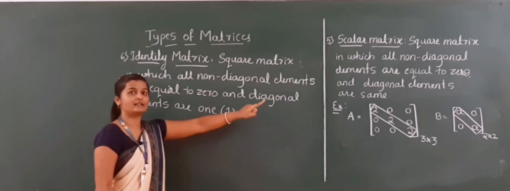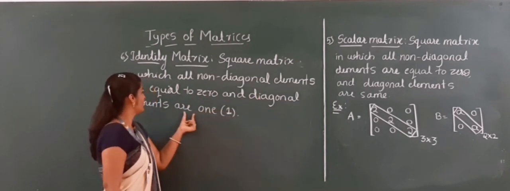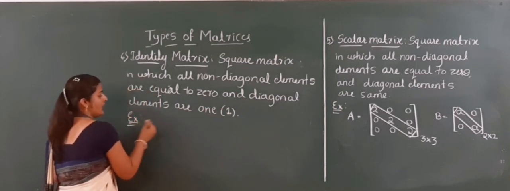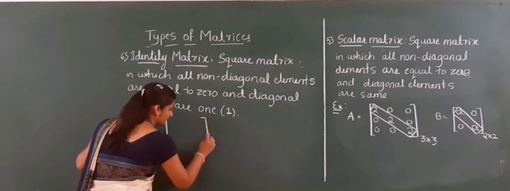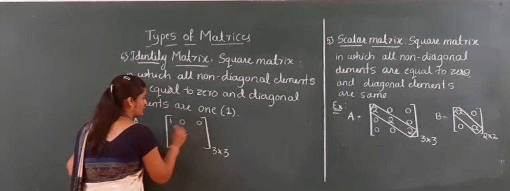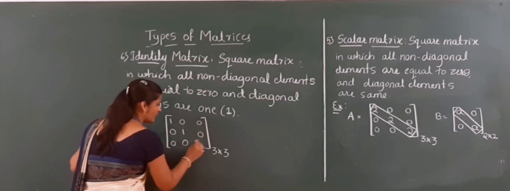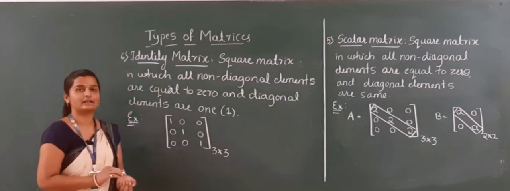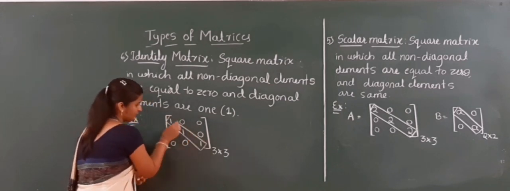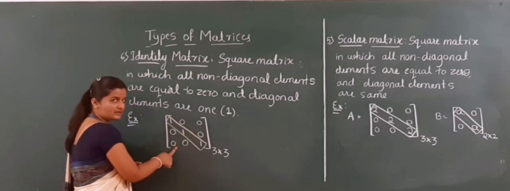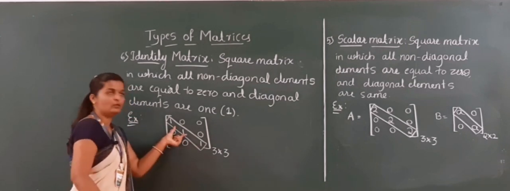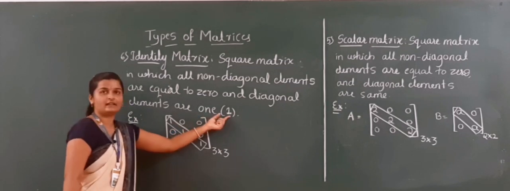In a scalar matrix there is the same kind of condition, but here they have mentioned the elements are 1. That means, for example, I will write one matrix, a 3 by 3 matrix, that is a square matrix, as 1 0 0, 0 1 0, 0 0 1. This is the identity matrix, a square matrix, and this is our diagonal. Non-diagonal elements are 0, and diagonal elements are exactly equal to 1.